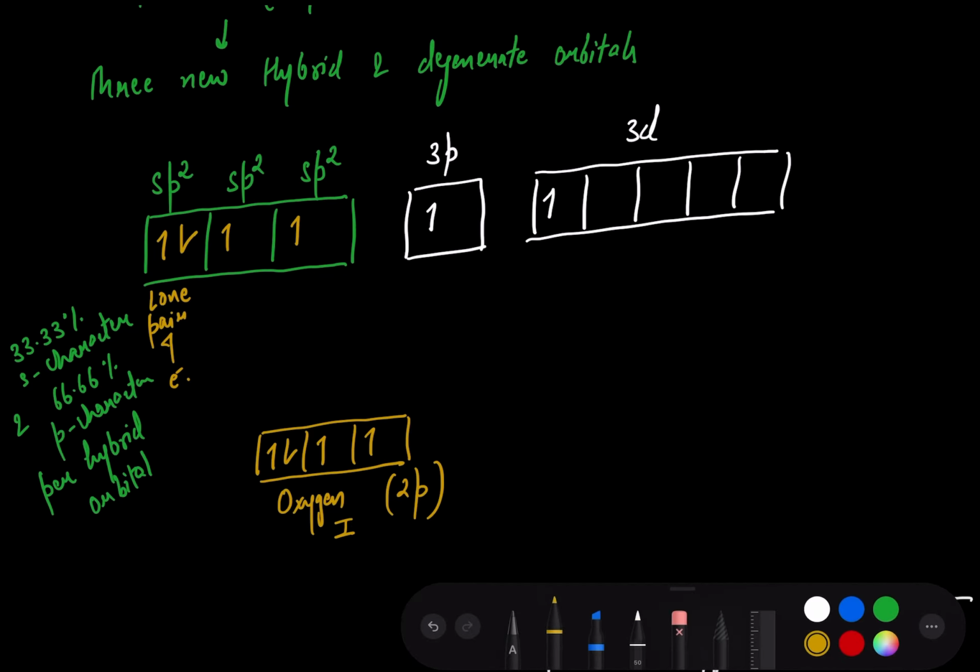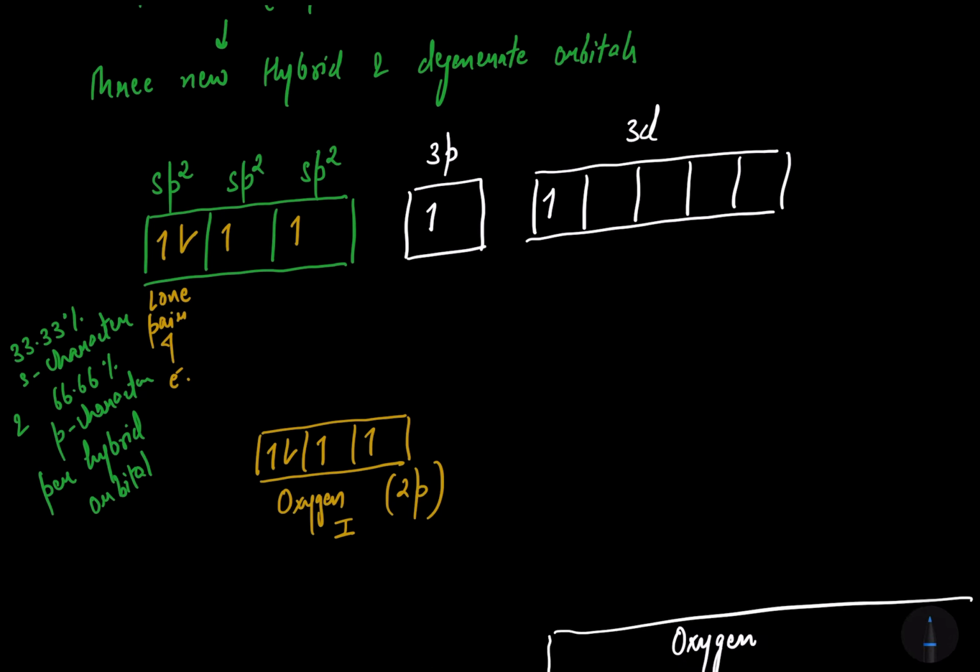Here one of the 2p orbitals will have head-on overlap. I'm repeating it again. One of the 2p orbitals of oxygen will have head-on overlap with an sp2 hybrid orbital of sulfur to form this sigma bond. So that's the sigma bond that has been formed by head-on overlap of the sp2 hybrid orbital of sulfur with the p orbital of oxygen.